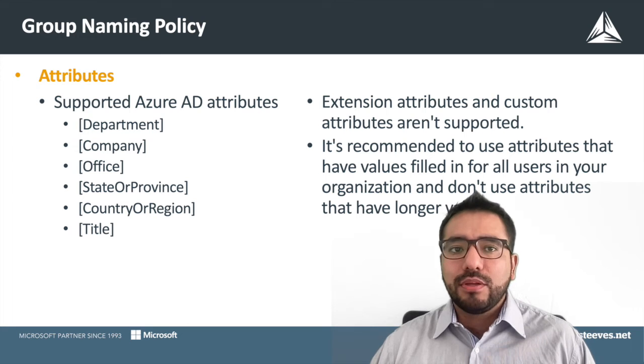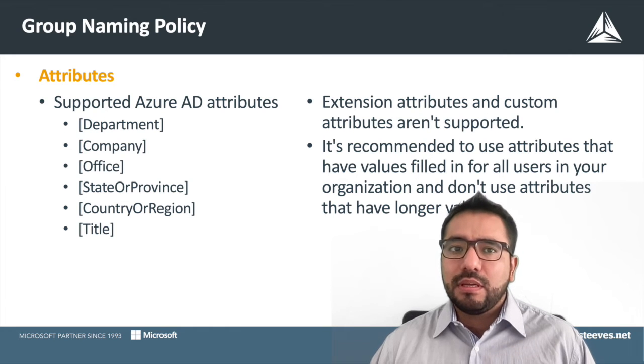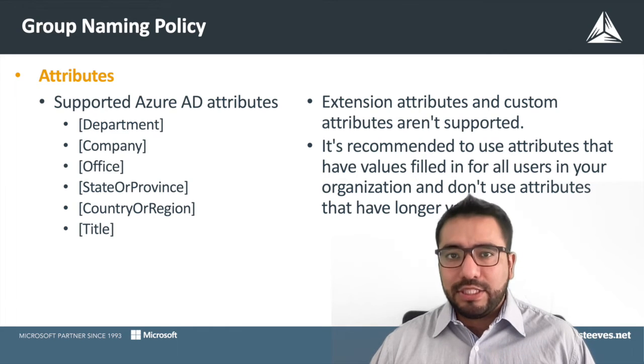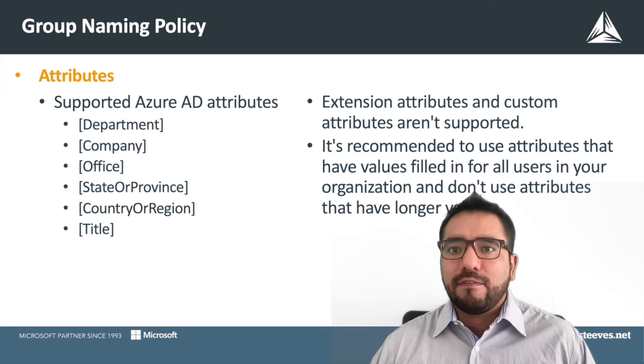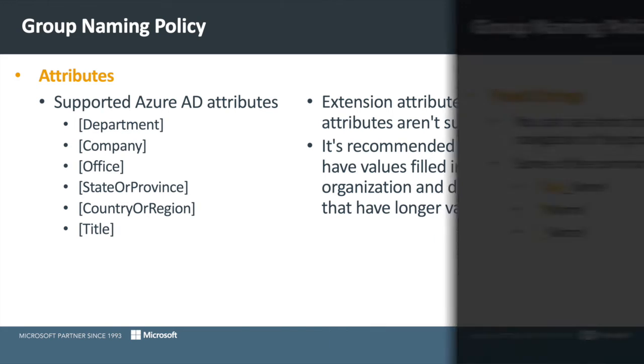When it comes to group naming, there are two things that you can set up as a naming structure. You can use the attributes of your Azure Active Directory to identify the origin of groups or teams. The supported attributes are department, company, office, state or province, country or region, and title. Extensions and custom attributes are not supported. We recommend using attributes for which values already exist for all users in your organization, as well as not using attributes that have long values.